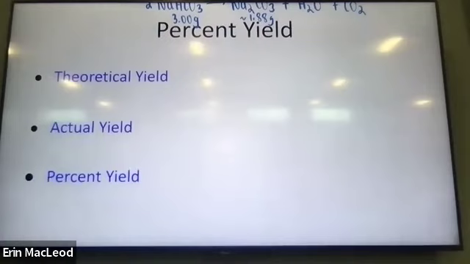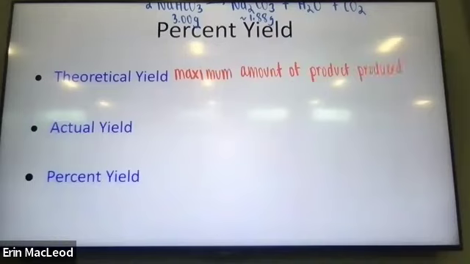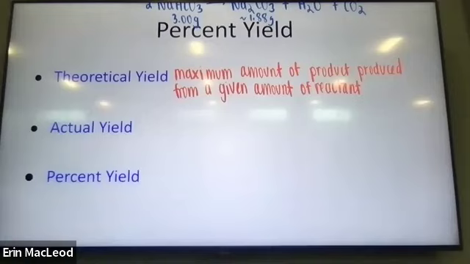Okay? And a theoretical yield is the maximum amount of products produced from a given amount of reactant. And as long as you can remember a maximum amount, you're good. And this is the most. They call it a theoretical yield because in theory, it's what you should make.